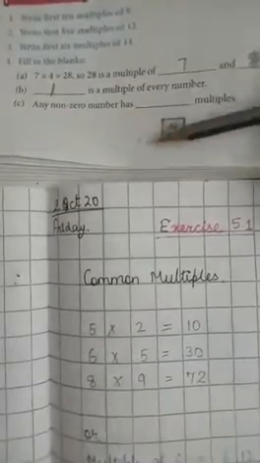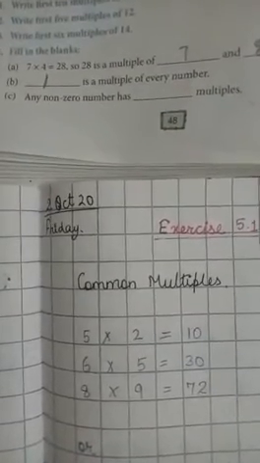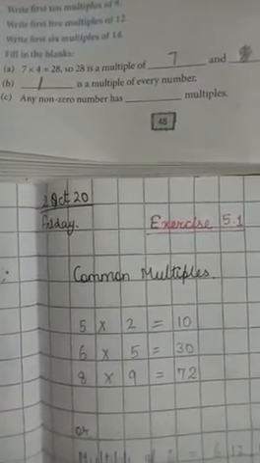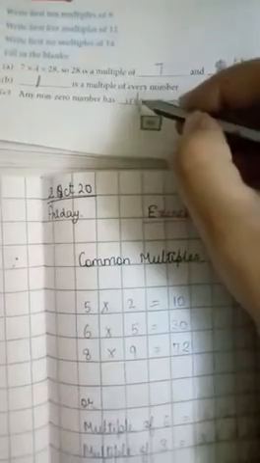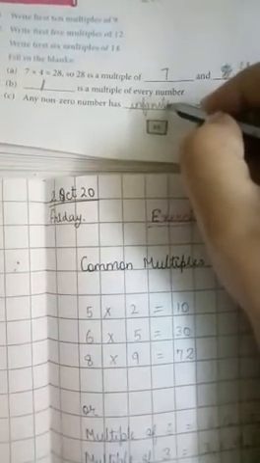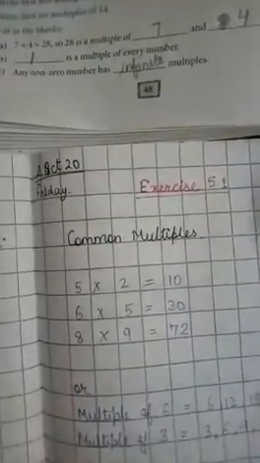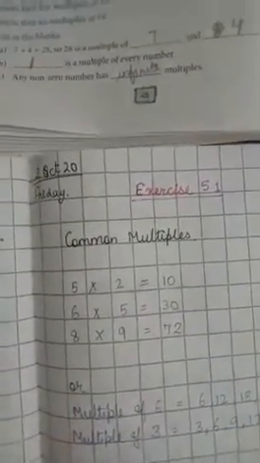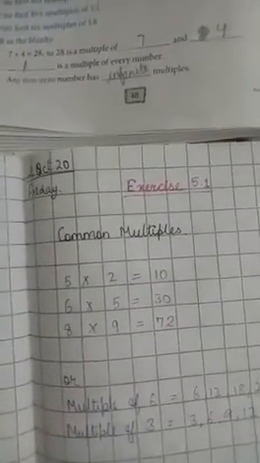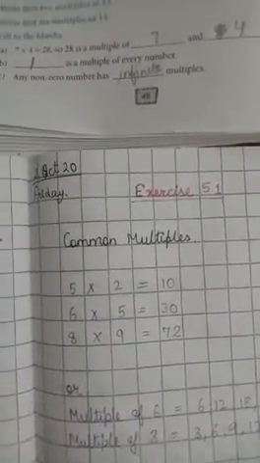Any non-zero number has dash multiples. How many multiples can a non-zero number have? It can have infinite multiples. Infinite से आपका क्या मतलब है? N number of. You cannot count up till that number. उसका table आप जितना पढ़ते जाएंगे, that will become a multiple of that number. Okay? Is it clear to all?